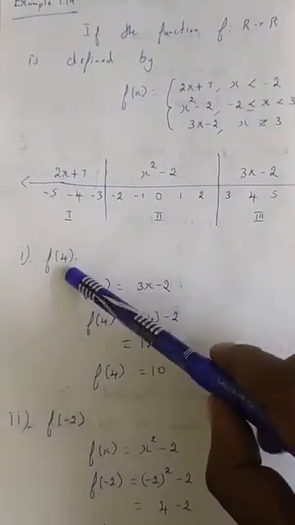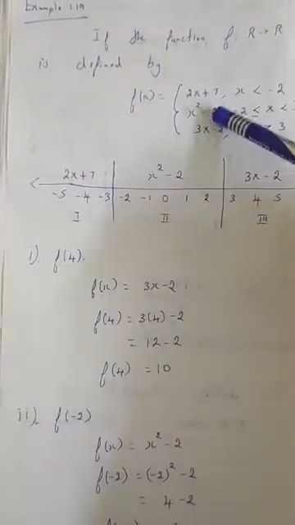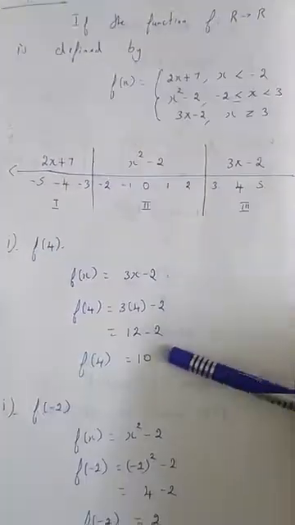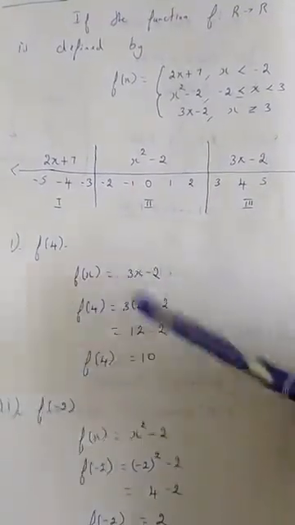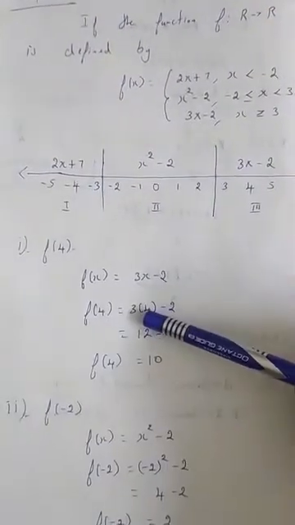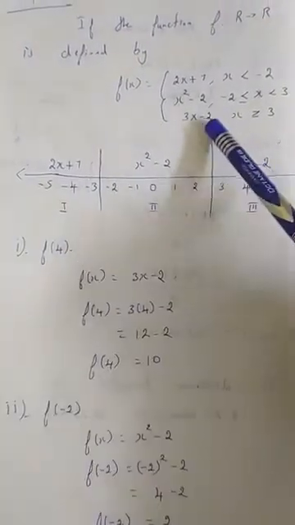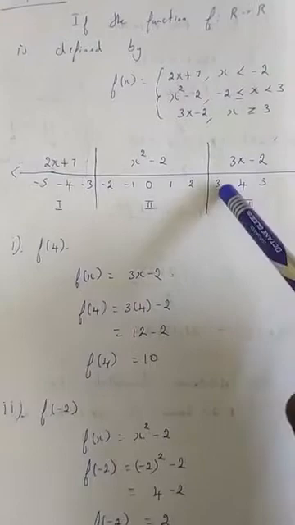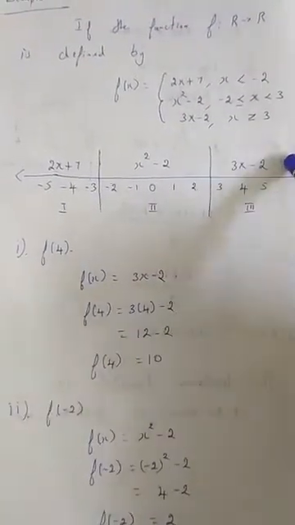So you can't substitute this f of 4 in any of these equations. There are some conditions. First of all, we have to find out which f of x is suitable for this function. So f of 4 is greater than 3, so it is in the third interval. This number lies in the third interval, so f of x is 3x minus 2, right?